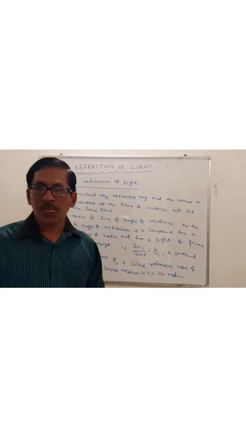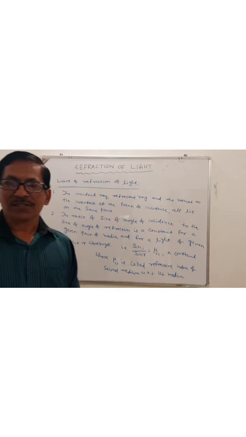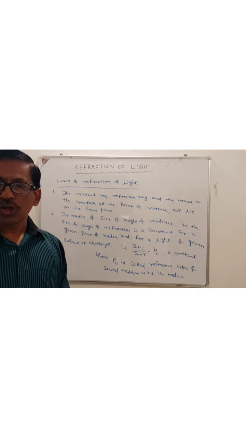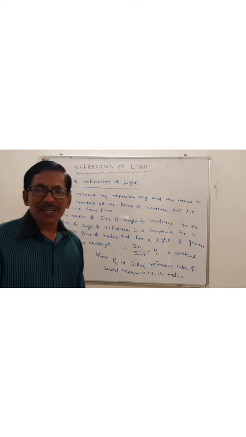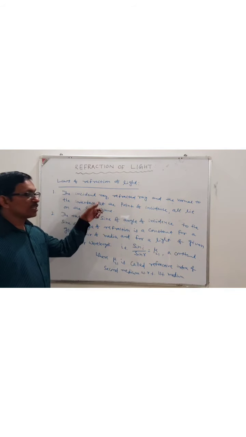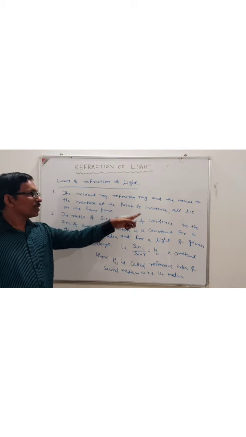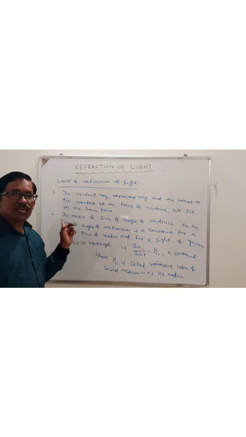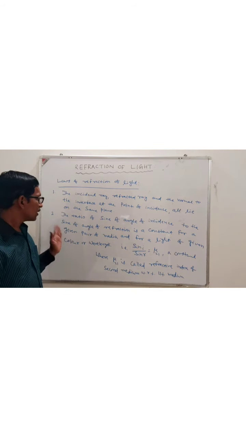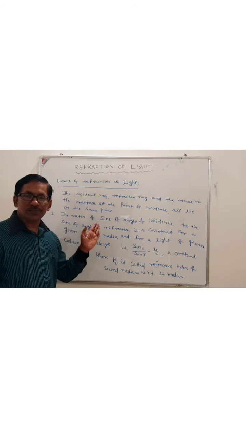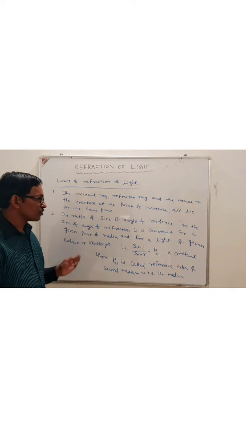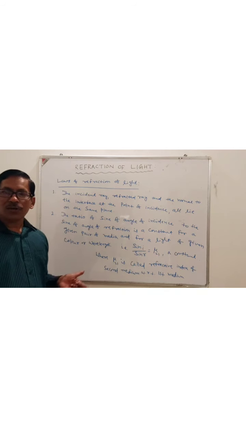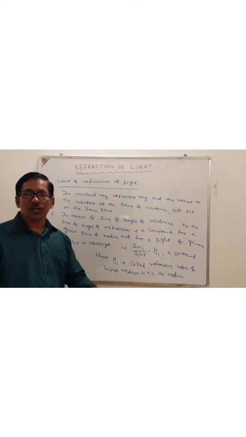Now let us see what are the laws of refraction. Similar to the laws of reflection, there are two laws of refraction. According to the first law, the incident ray, the refracted ray and the normal to the interface at the point of incidence all lie on the same plane. Second, the ratio of the sine of the angle of incidence to the sine of the angle of refraction is a constant for a given pair of media and for light of a given color.